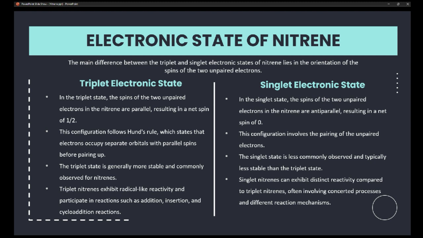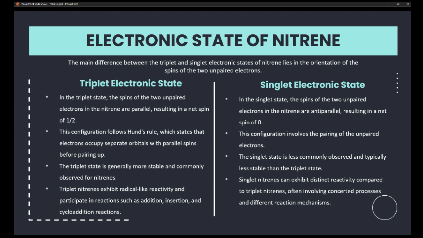Electronic state of nitrene. The main difference between the triplet and singlet electronic state of nitrene lies in the orientation of spins of two unpaired electrons. Triplet electronic state. In the triplet state, the spins of two unpaired electrons in the nitrene are parallel, resulting in a net spin of 1. This configuration follows Hund's rule, which states that electrons occupy separate orbitals with parallel spins before pairing up. The triplet state is generally more stable and commonly observed for nitrenes.